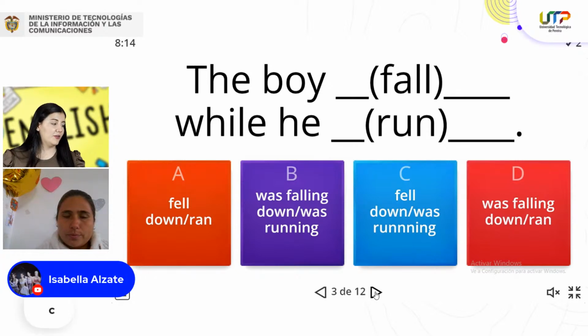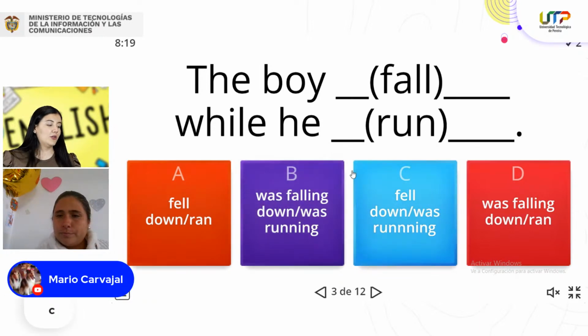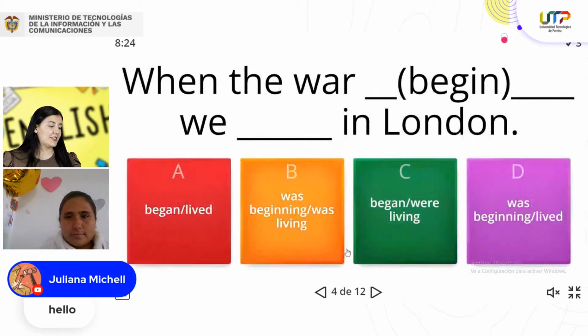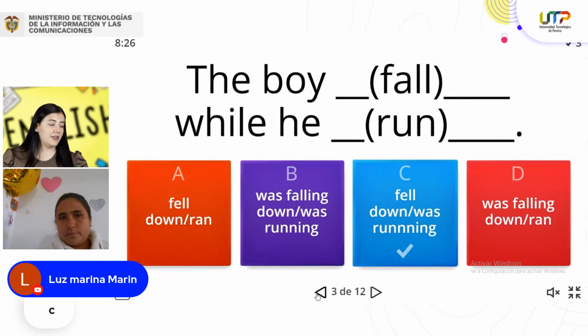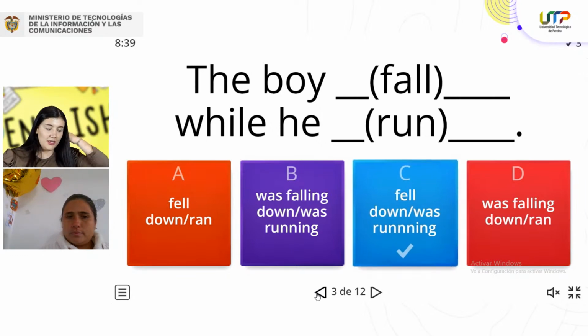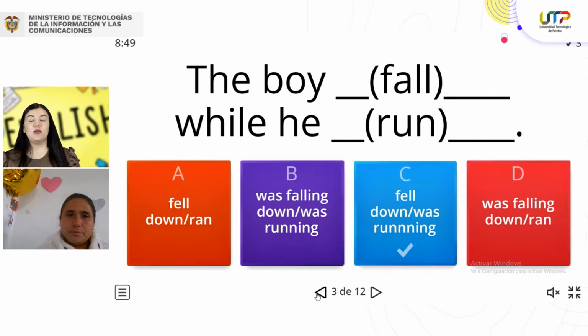Let's take a look. The boy fell down while he was running. Perfect. Very good. Excellent, guys. You guys are very smart. Very good. Daila, Sara, Camila, Dana, Isabela, Mario, María Camila Alzate, Luz Marina, Juliana, hello. You just came. That's good. And Valeria, you said B. Remember, it's C. Why? Because what was the action that was happening? He was running. Yes, he was running.